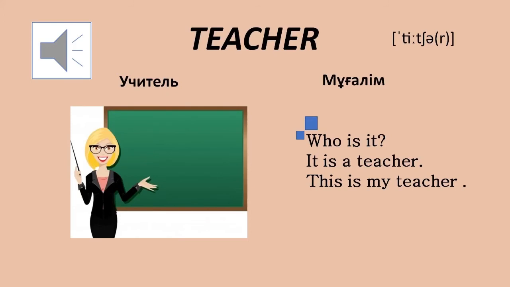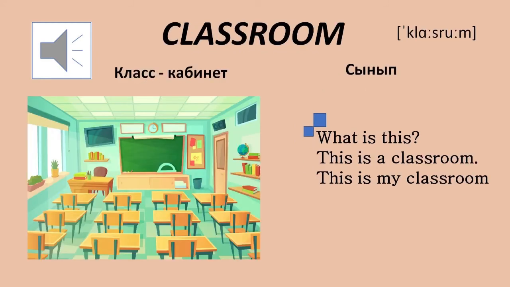Келесі сөз teacher. Teacher. Учитель, мұғалім. For example, who is it? Бұл кім? It is a teacher. Бұл мұғалім. This is my teacher. Бұл менің мұғалімім.